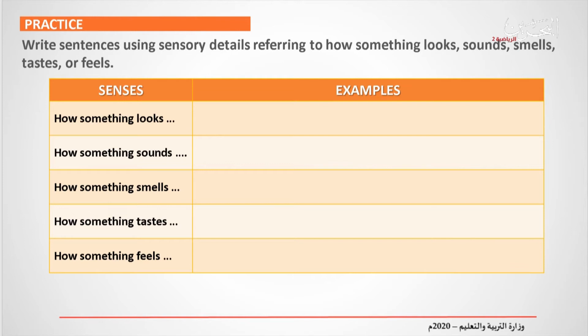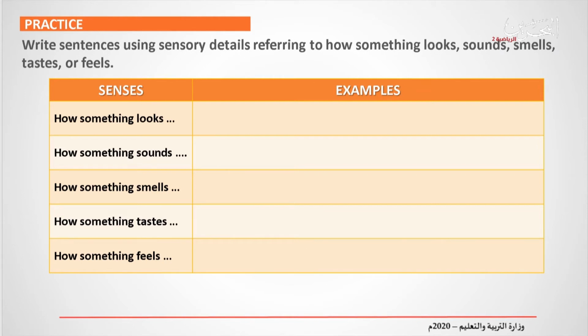Now, I want you to write sentences using sensory details referring to how something looks, sounds, smells, tastes, or feels. Like you can imagine anything and start writing your own examples. I will give you 5 minutes to write your own samples and sentences.